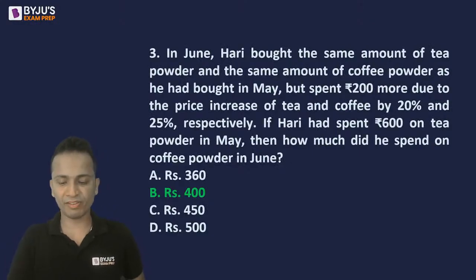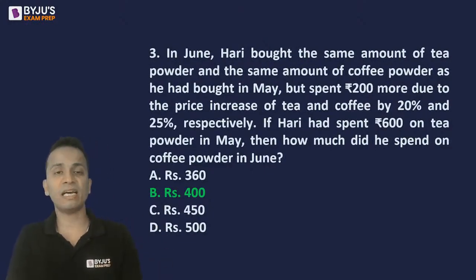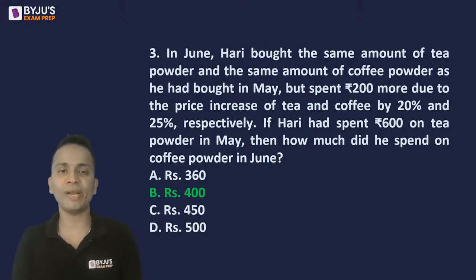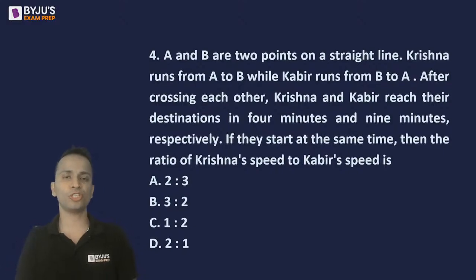400, all of you have given the same answer. The only problem here is only 5 students have given the answer. I was expecting it from at least 20 students. Okay, chaliye, whatever it is. Third question, the answer is 400. Let's move on to the fourth question.